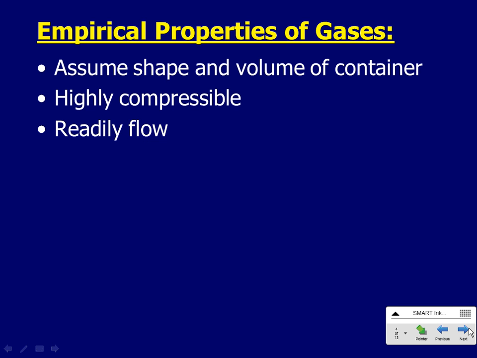Gases flow from one area to another. Wind is a good example of that. If you've got a high pressure system in one location and a low pressure system atmospherically in another position, then that air will flow automatically from high to low pressure.